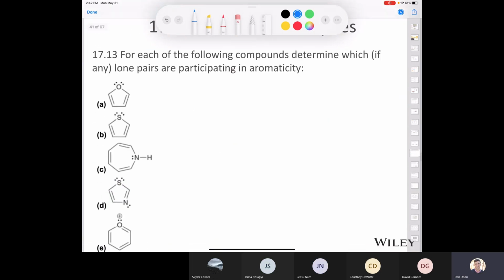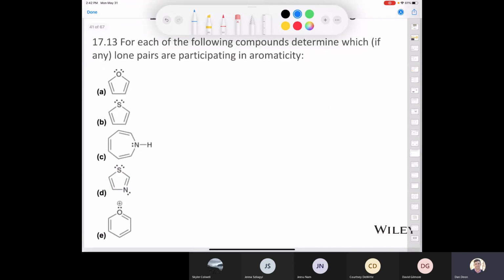So what I want you to do before next class is take the time to determine whether these compounds are aromatic, non-aromatic, or anti-aromatic, and then determine whether the lone pairs are participating in aromaticity or not. For example, are these lone pairs participating in aromaticity? This one, this one, this one. Are any of these lone pairs participating in aromaticity? And we'll take a look at that during our class on Wednesday.